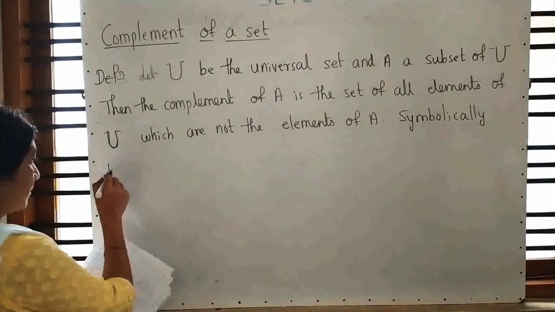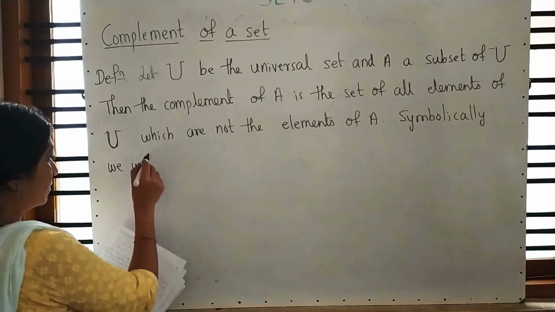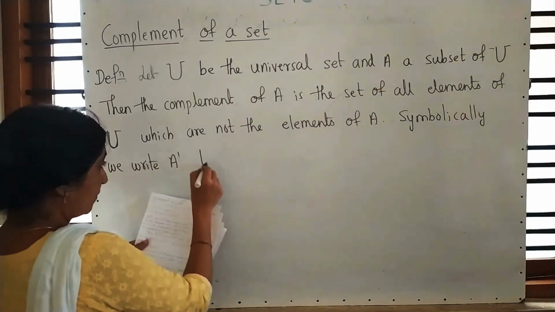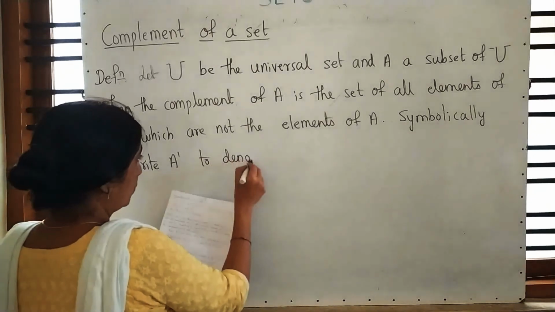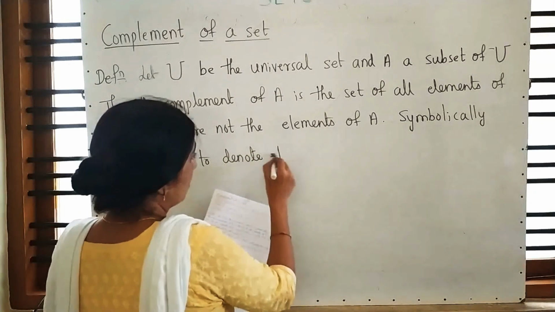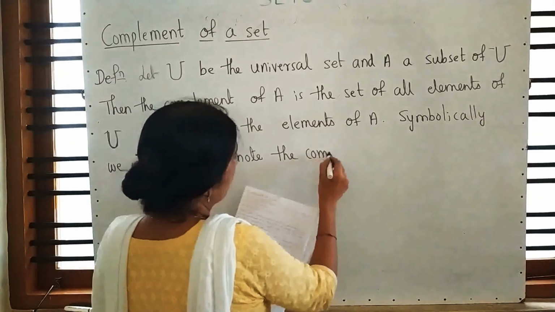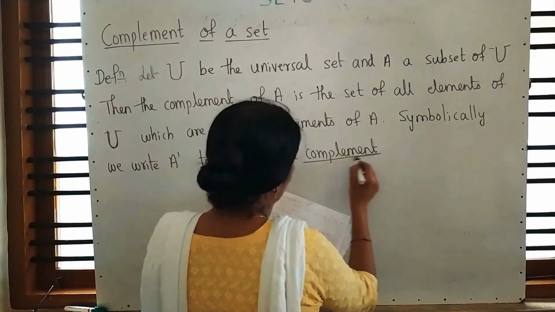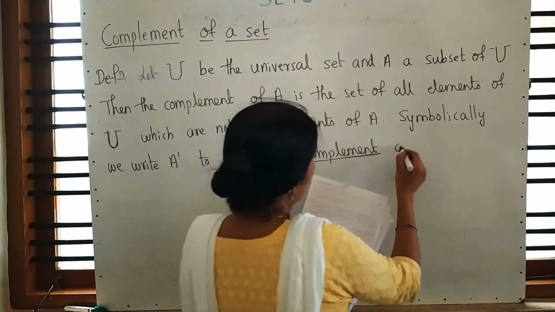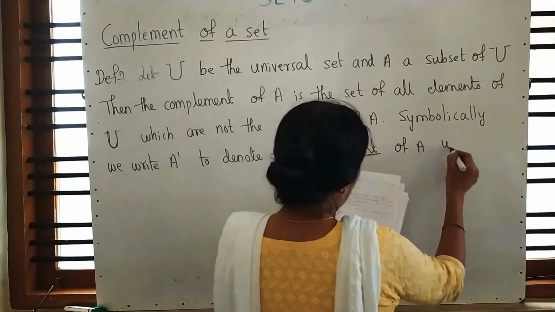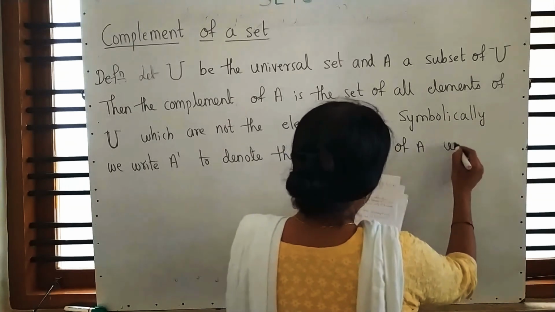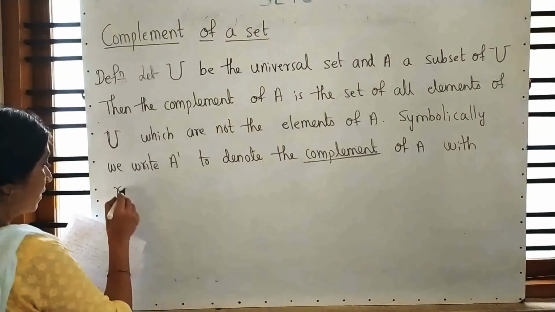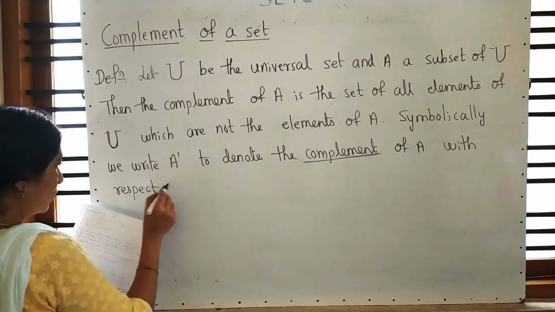Symbolically, we write A dash to denote the complement, underline this, the complement of A with respect to the universal set U. With respect to U.